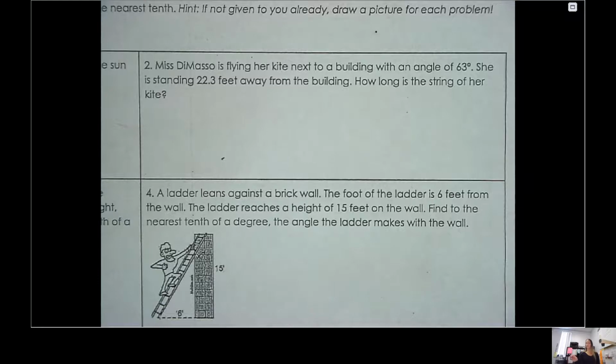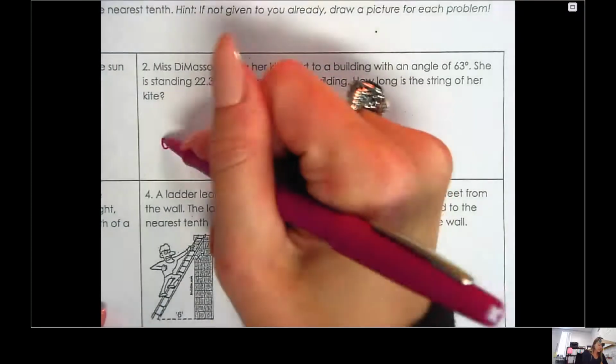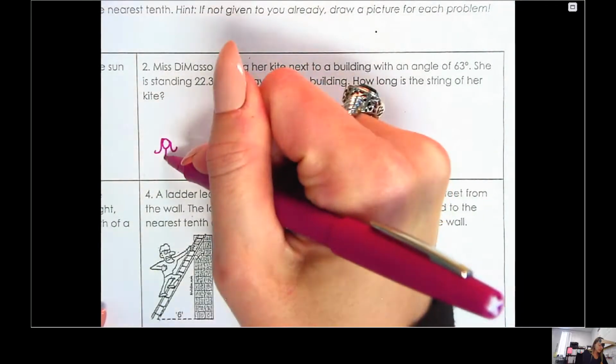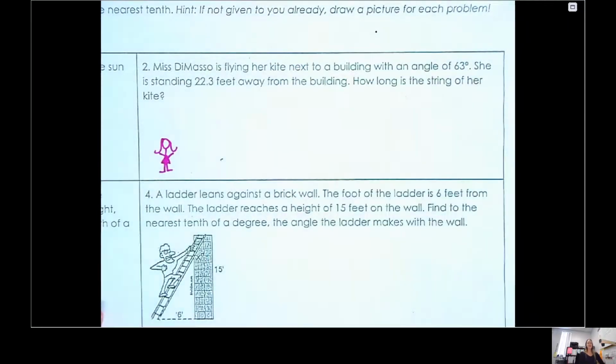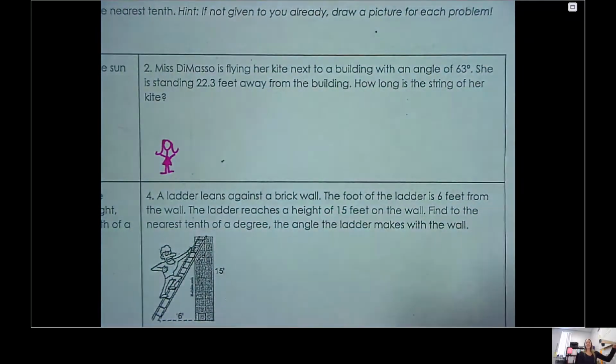So let's draw a picture. Miss Damaso is flying her kite. Now, if I'm flying my kite, is my kite going to be horizontal? Am I going to be vertical? Or is my height going to be diagonal? It's diagonal. Okay, so I'm going to draw a beautiful picture of me. Gorgeous. So good looking. No. Should have been an art major, clearly.